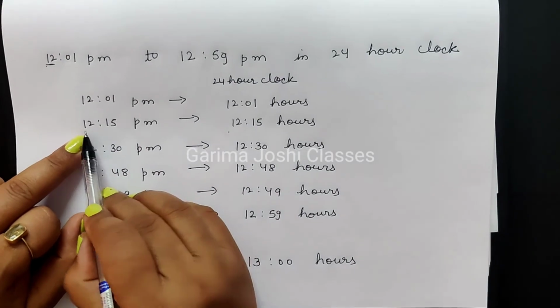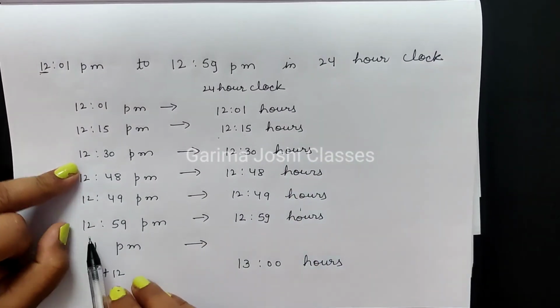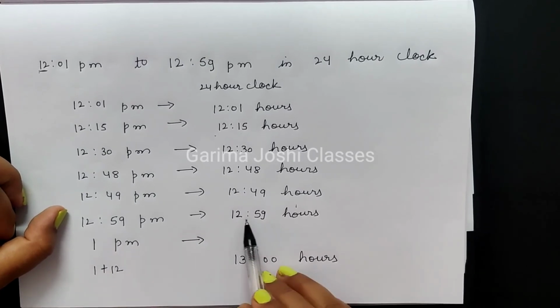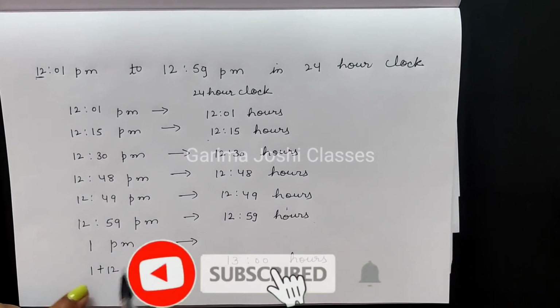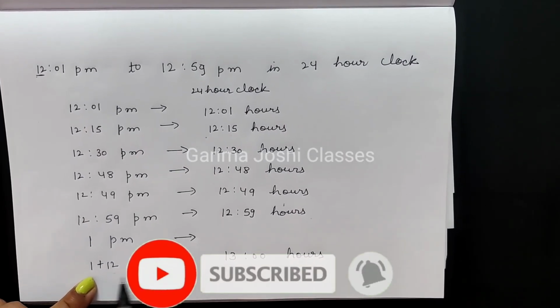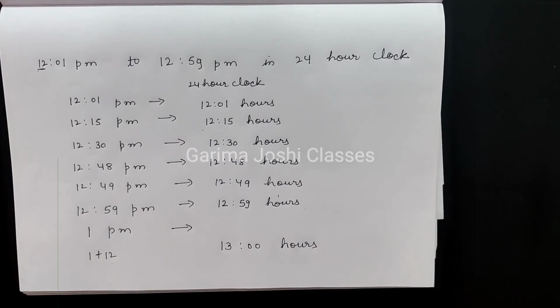So this is 12:15 p.m. It will become 12:15 hours in 24-hour clock. Okay, till 12:59 it will become 12:59 hours. And as it becomes 1 p.m., we will add 12 more. Then it will become 13 hours. I hope you understand.